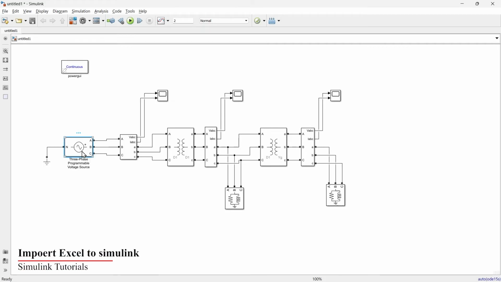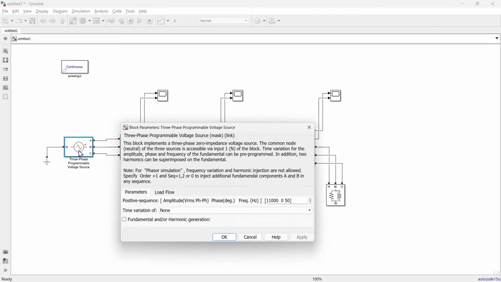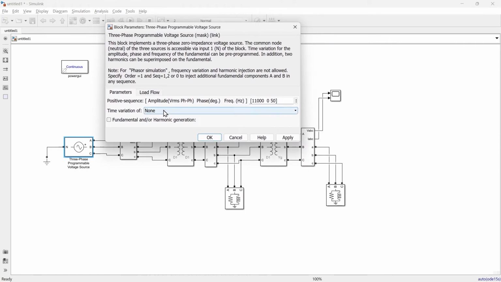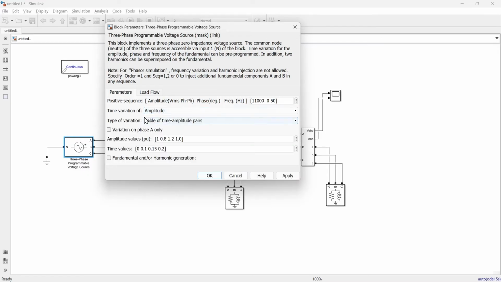Here we are going to create the sag using this three-phase programmable voltage source. If you want me to create certain types of fault and then create sag according to that fault, then write that in the comments below and I'll make a separate video which creates sag and swell using certain types of fault. So now let's open this three-phase programmable voltage source.